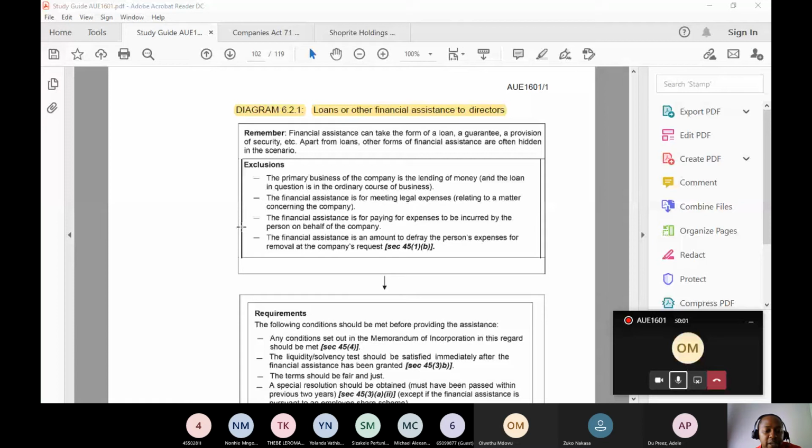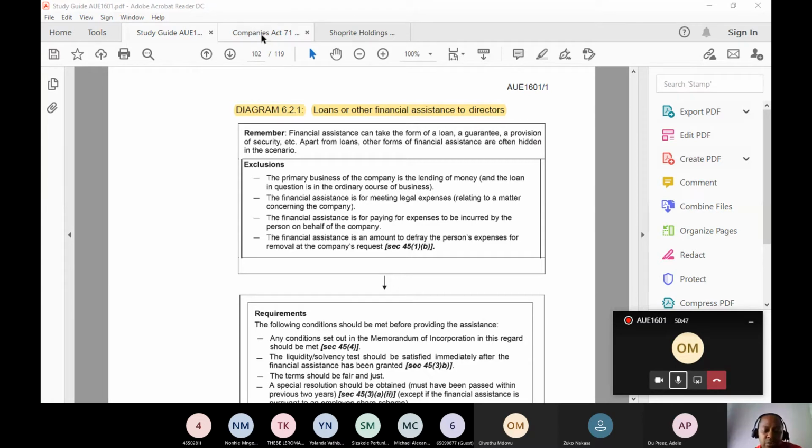Thirdly, the financial assistance is for paying for expenses to be incurred by the person on behalf of the company. So, for example, you cannot ask for a loan because you want to take out one or maybe a couple of the directors of companies that we do business with. There should be a separate account for that expense. So you cannot ask for a loan that will be incurred on behalf of the company. Lastly, the financial assistance is an amount to defray the person's expenses for removal at the company's request. And that is section 45(1)(b).